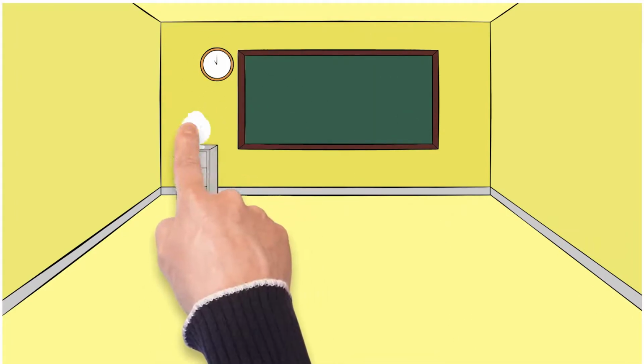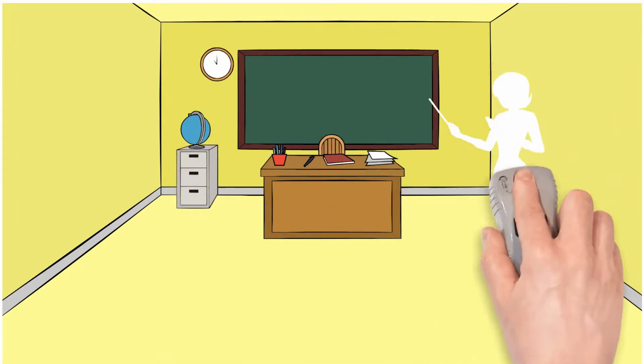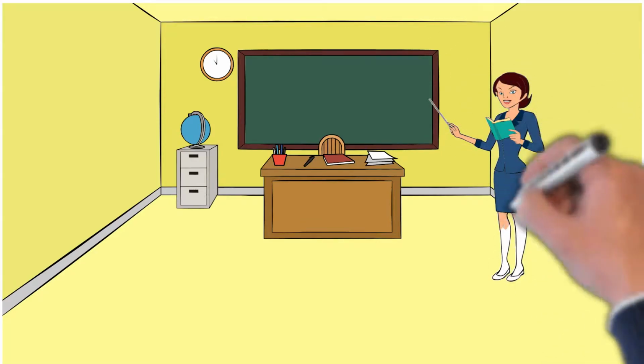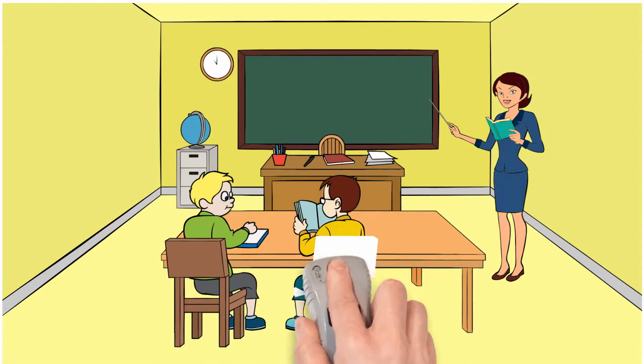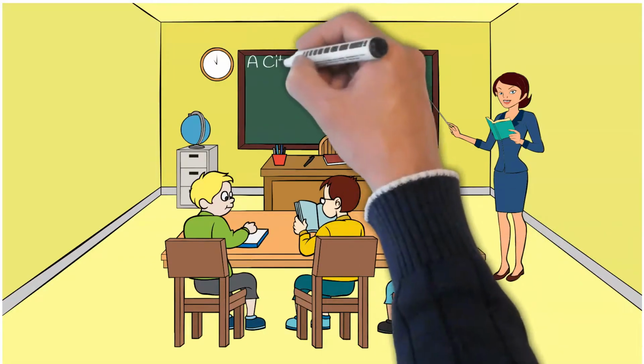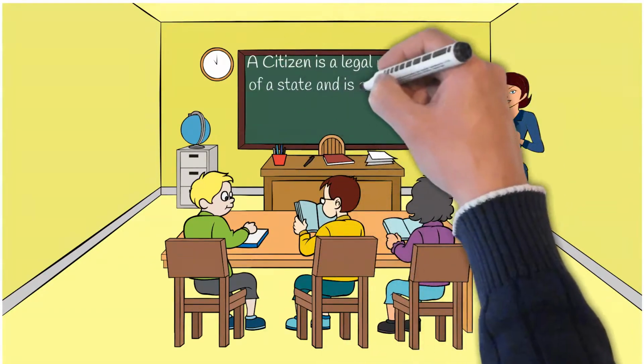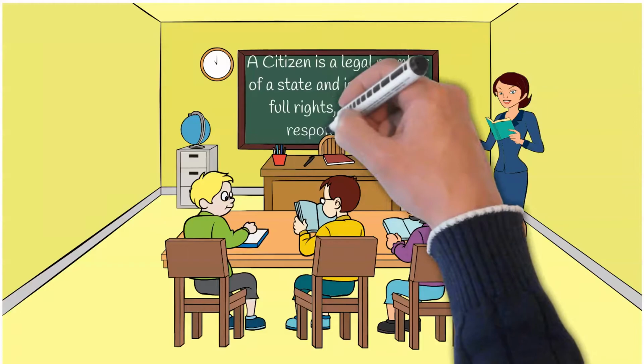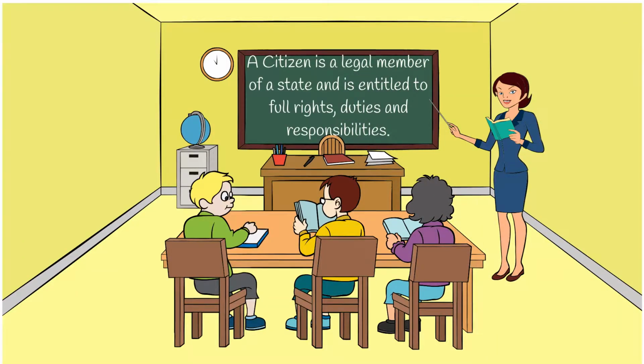So, simply put, a citizen is defined as a legal member of a state and is entitled to full rights, duties, and responsibilities from that state. I'll make another video detailing the rights of citizens, their duties, and responsibilities later. But for now, let's look at the Constitution.